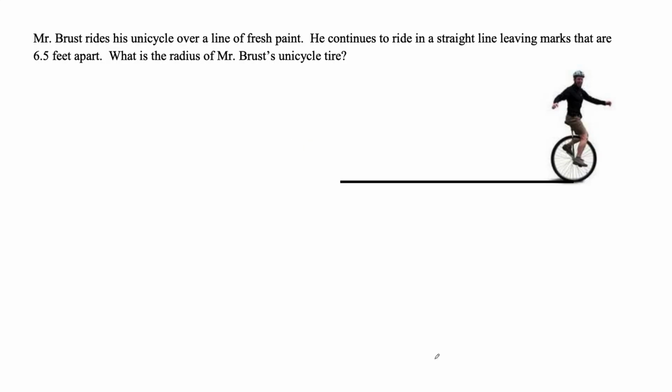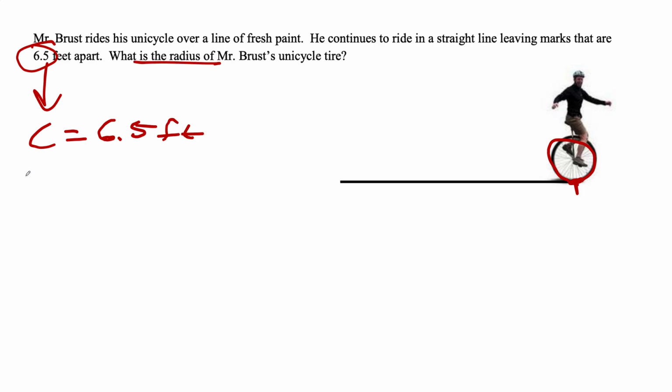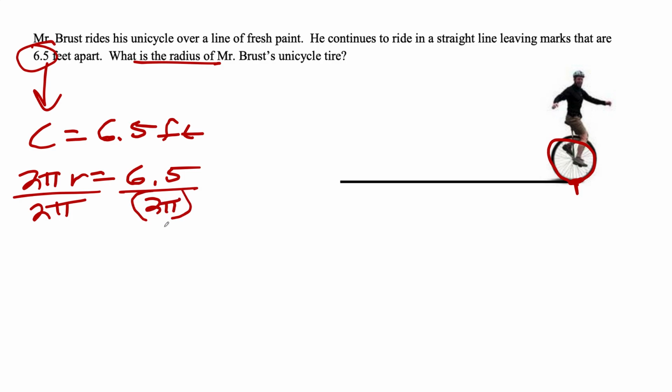Mr. Brust rides his unicycle over a line of fresh paint. He continues to ride in a straight line, leaving marks that are 6.5 feet apart. That means when we go all the way around and come back there, we leave a mark, and so on and so forth. That means this 6.5 has to be the circumference, equals 6.5 feet. What is the radius? 2 pi r equals 6.5. Very important that when you take your calculator and divide by 2 pi, you put this in parentheses. So 6.5 divided by parentheses 2 pi. If you don't put it in parentheses, you don't get the right answer.